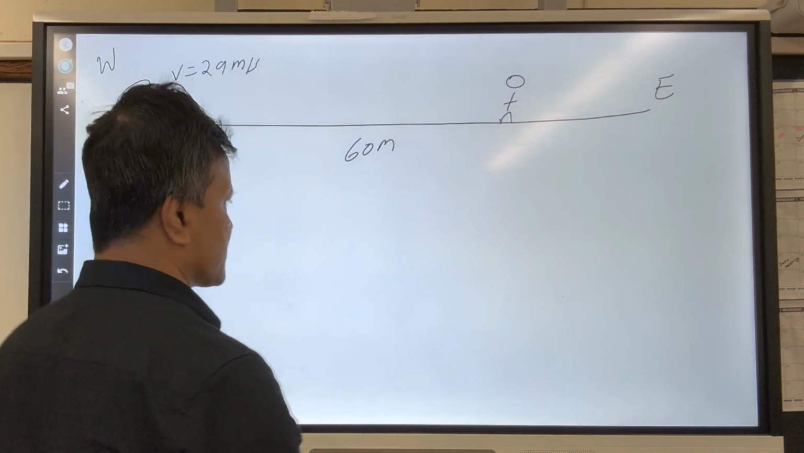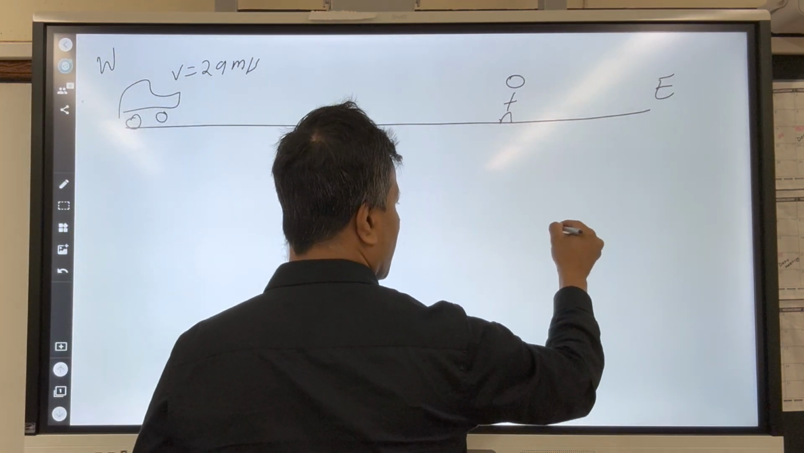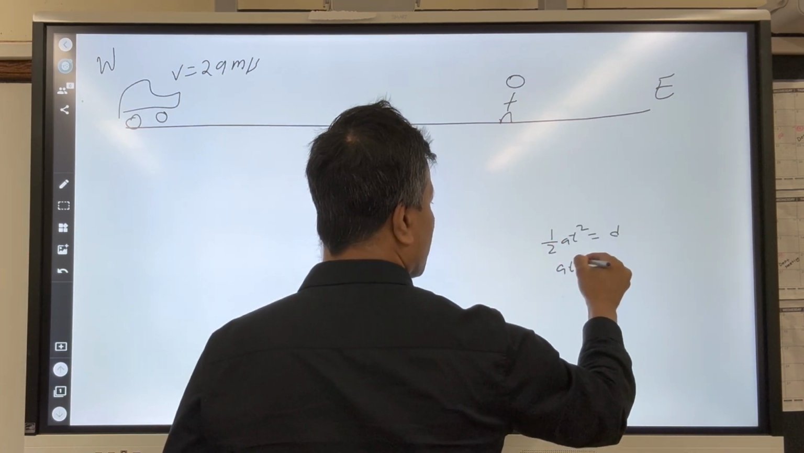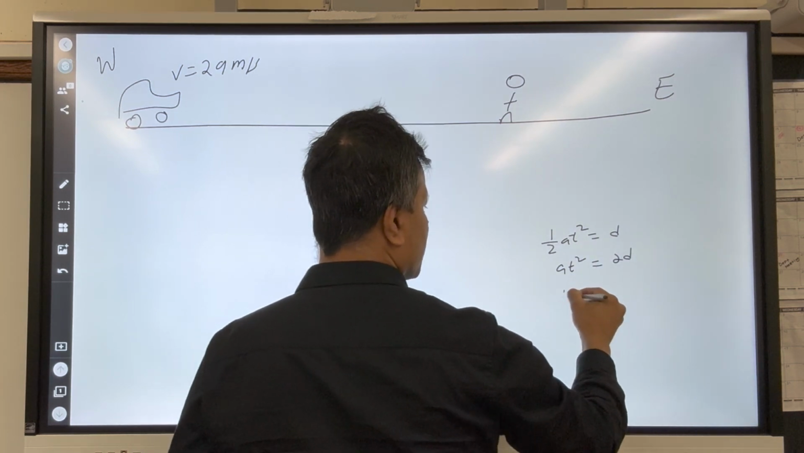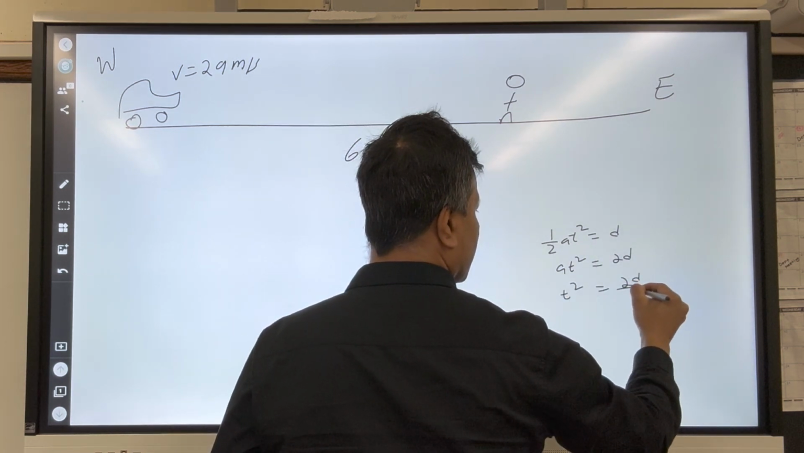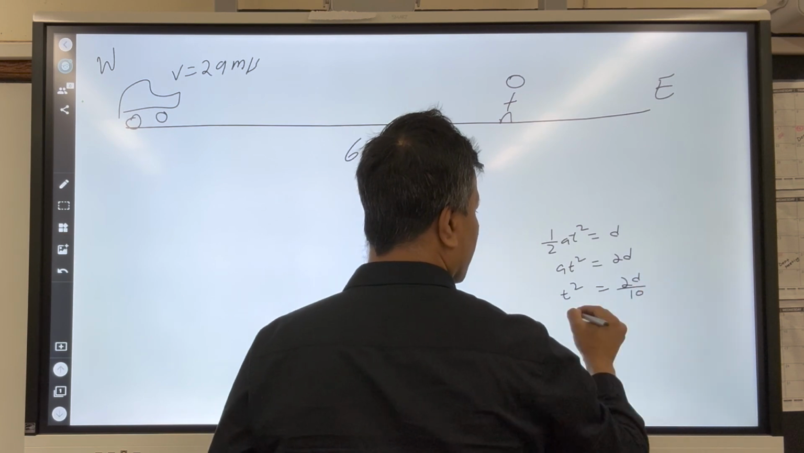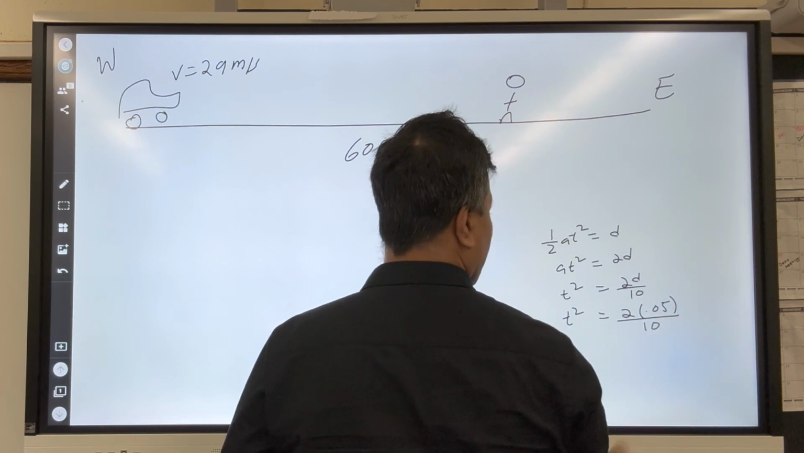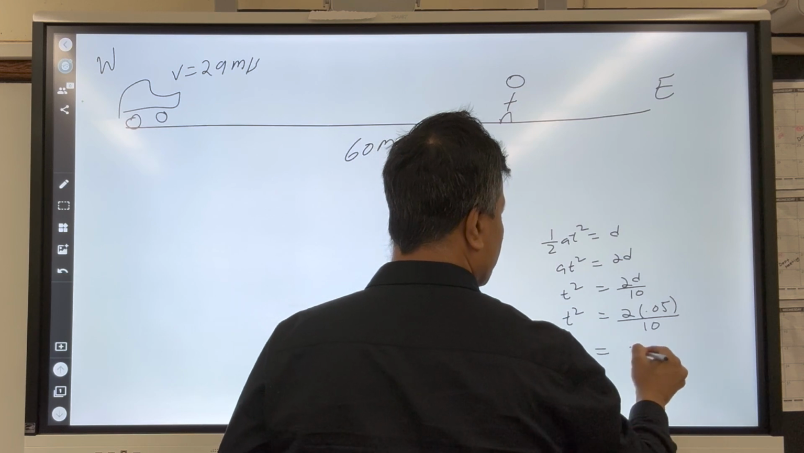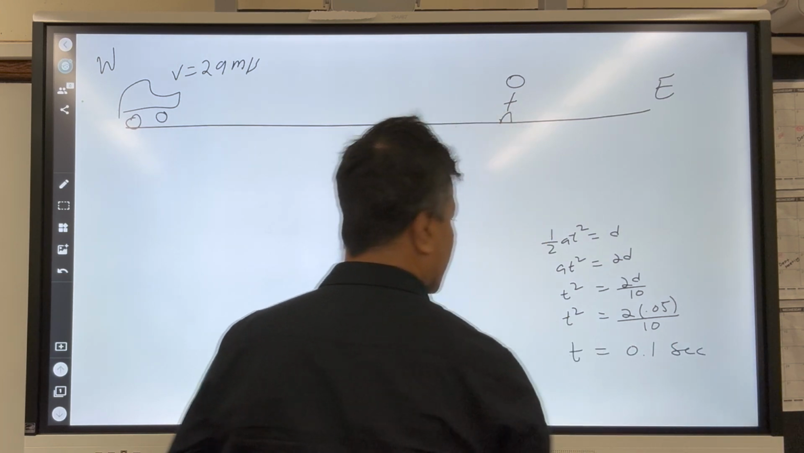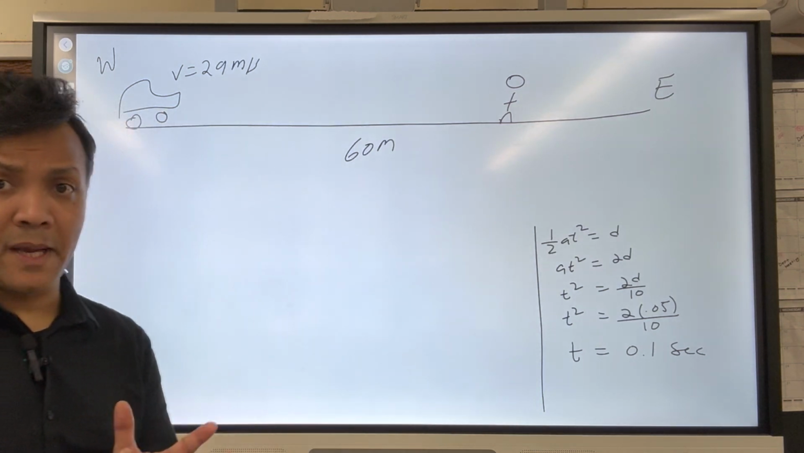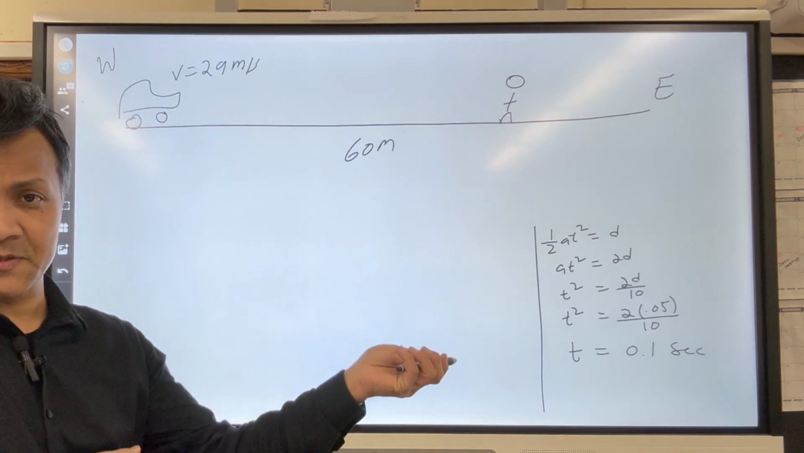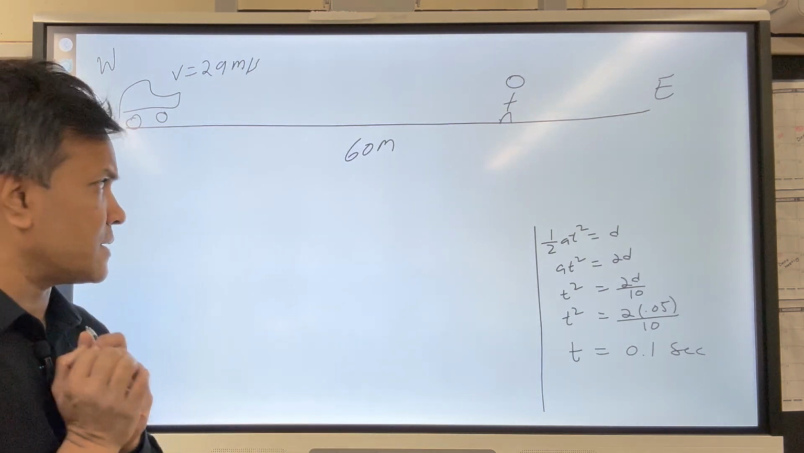So let's first find your reaction time. Half AT squared is equal to D, so AT squared is equal to 2D, so T squared is equal to 2D over A, which is 0.05 times 2 over 10. So T is equal to 0.1 second. That's your reaction time. Your reaction time is not that bad, it's very good. However, it's not zero. Hopefully, you'll be able to save Mr. Body.